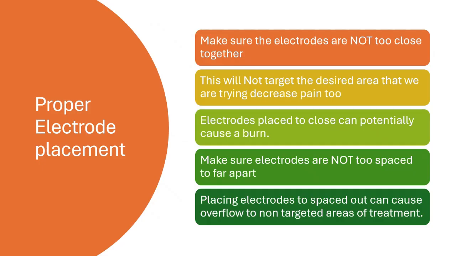Proper electrode placements. You want to make sure the electrodes are not too close together, or this will not target the desired area that we are trying to decrease pain to. Electrodes placed too close can potentially cause a burn. Make sure electrodes are not spaced too far apart. Placing electrodes too spaced out can cause overflow to non-targeted areas of treatment.